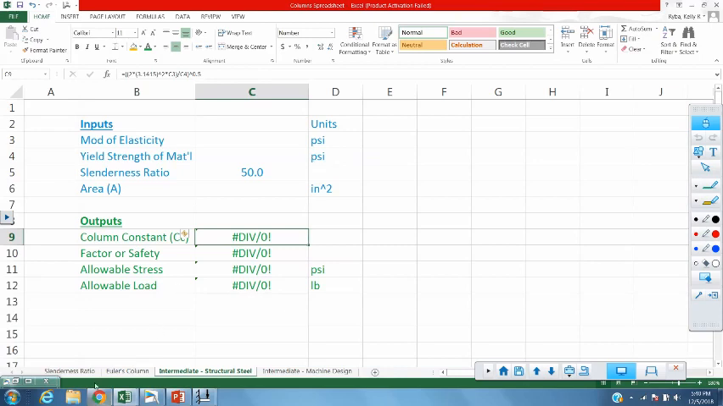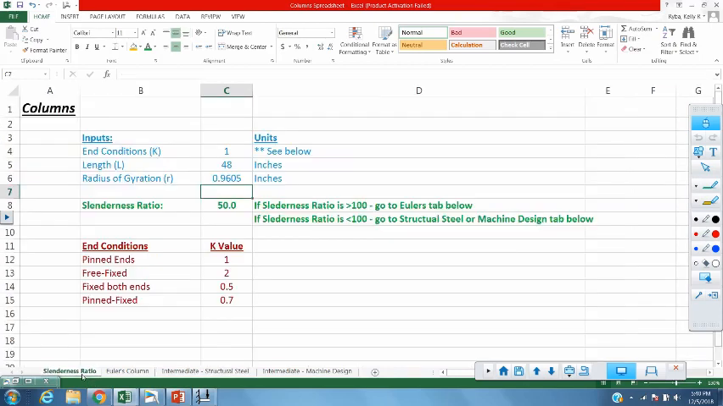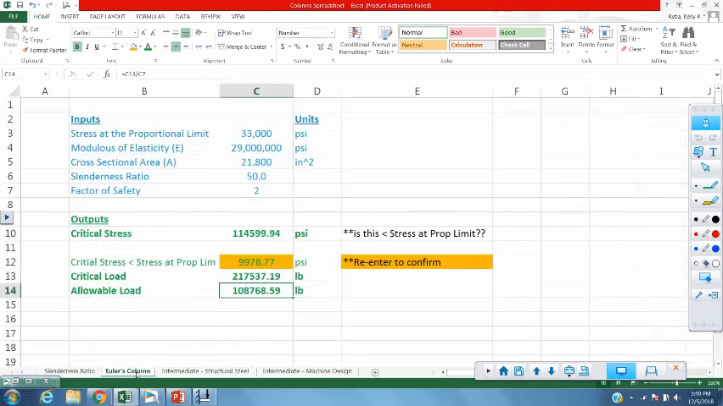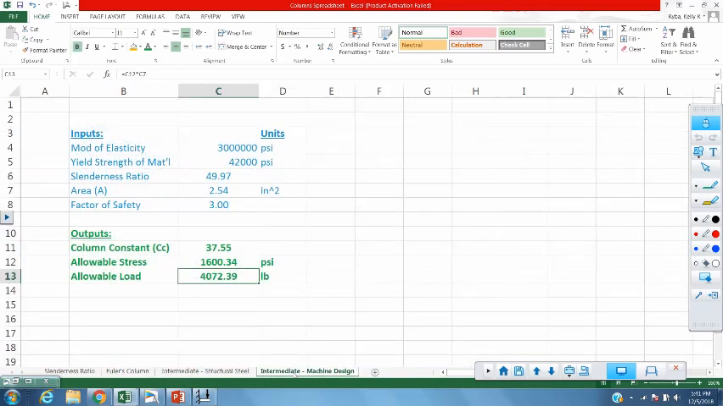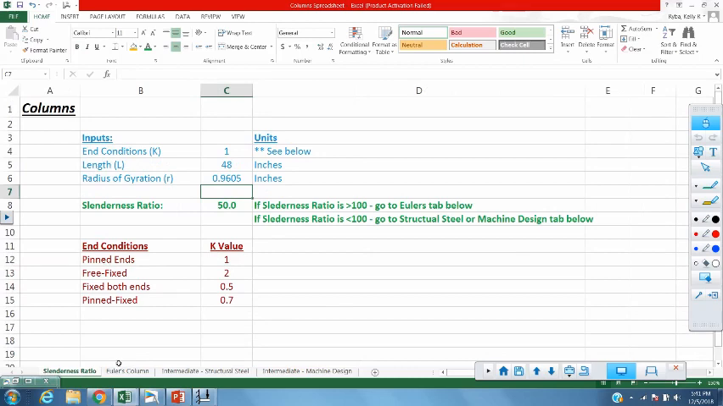So your column spreadsheet is going to include, the first sheet is going to be slenderness ratio. Okay. Then once you determine the number for the slenderness ratio, you're then going to have an Euler columns sheet, an intermediate structural steel sheet, and an intermediate machine design sheet. Okay, all on one so that you can do any type of column problem that we presented in chapter 17.